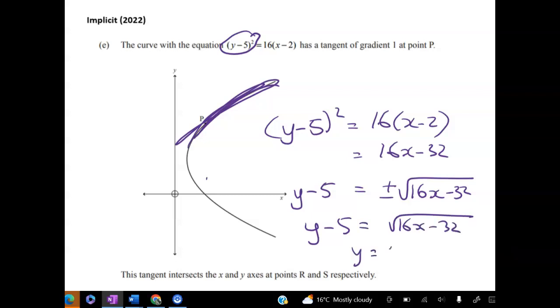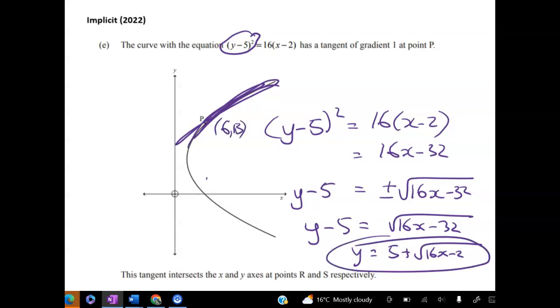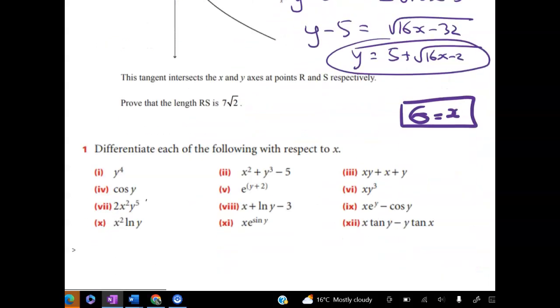And then we get y is equal to 5 plus that. And you can go from there, right? So now you can get dy by dx. And of course, you'll get the same point, which is 6, 13. But differentiating this is definitely more painful than doing implicit on this. Okay, I've got 6 minutes left.